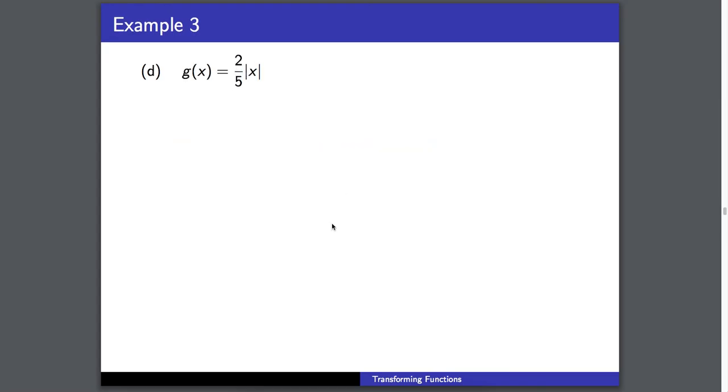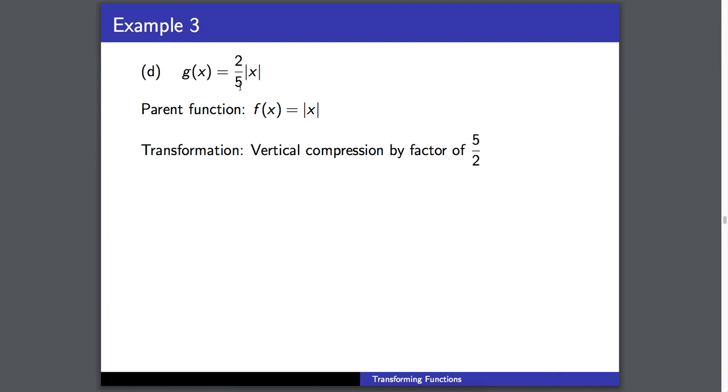All right, part D, we have g of x equals 2/5 times the absolute value of x. Parent function, again, is the absolute value of x. 2/5 is between 0 and 1, so kind of like that last example, it's going to press downward on it towards the x-axis. It's a vertical compression by a factor of, the reciprocal of 2/5 is 5/2. So vertical compression by a factor of 5/2, or 2.5. So if we multiply our function by 2/5, that means that all of our y coordinates are now going to be 2.5 times closer to the x-axis than they used to be.